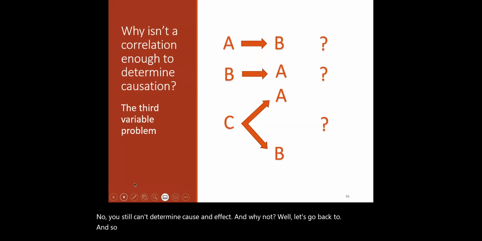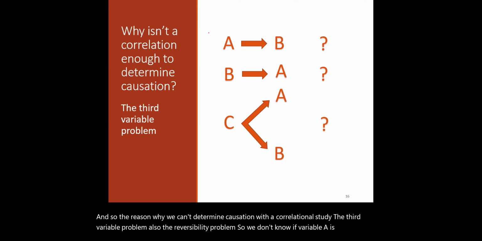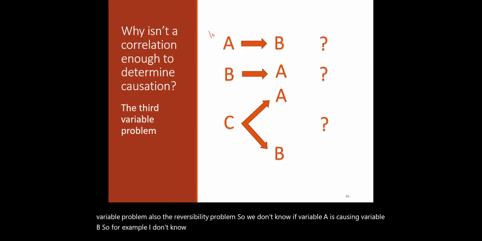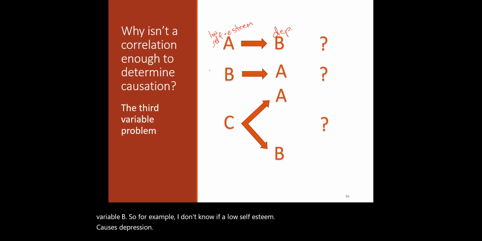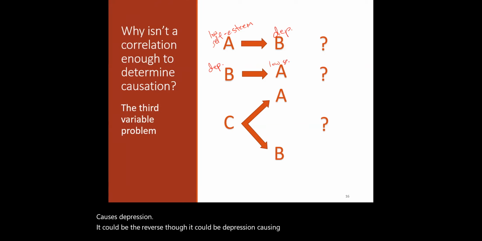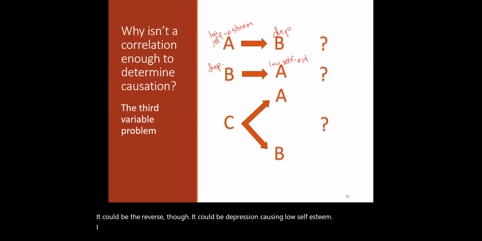The reason why we can't determine causation with a correlation is the third variable problem, and also the reversibility problem. We don't know if variable A is causing variable B. For example, I don't know if low self-esteem causes depression. It might. It could be the reverse, though. It could be depression causing low self-esteem. I don't know, right? That's what these question marks are for. The correlational study is not going to tell us.